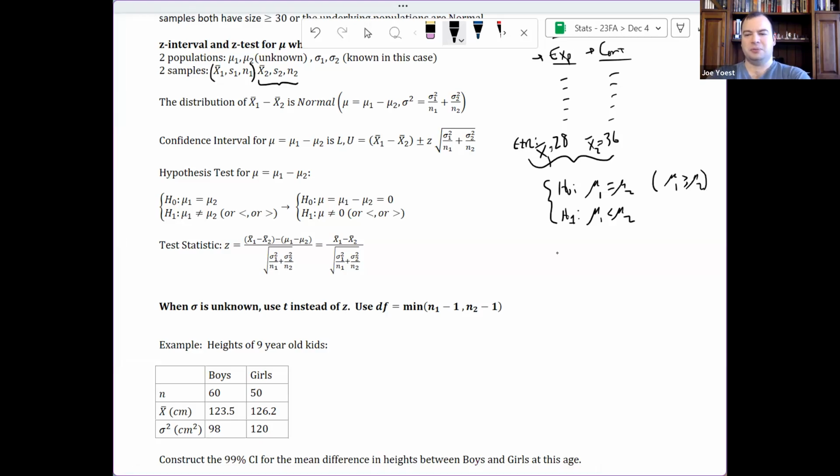I have a little bit of a problem here, though, more of a practical problem. What's the first thing that I want to do here? I want to assume H naught is true. So I want to assume that mu1 equals mu2.